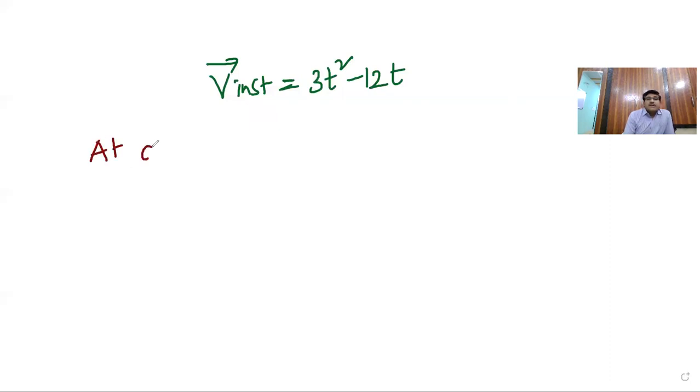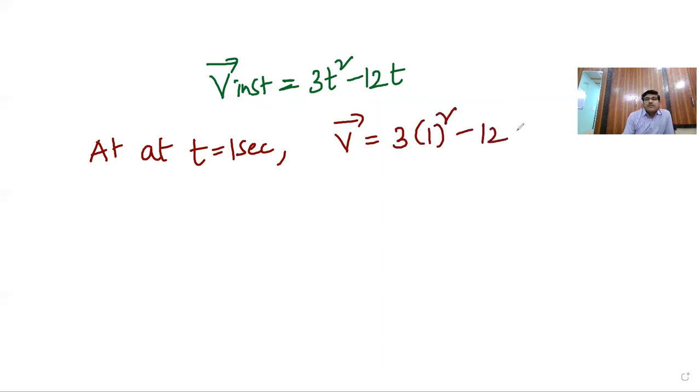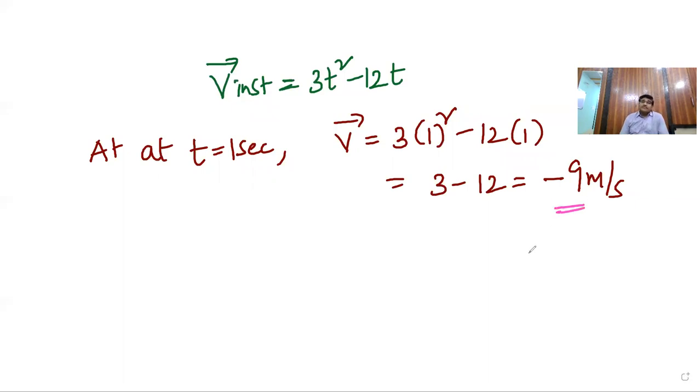At t is equal to 1 second. Substitute 1 second here. So V is equal to 3 into 1 square minus 12 into 1, which becomes 3 minus 12. So it becomes minus 9 meter per second. Minus 9 meter per second. The minus indicates, because velocity is a vector quantity, the reverse direction. Clear?